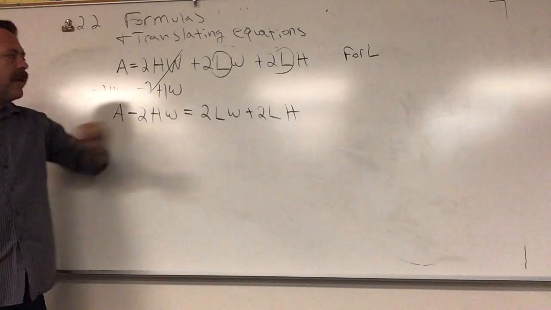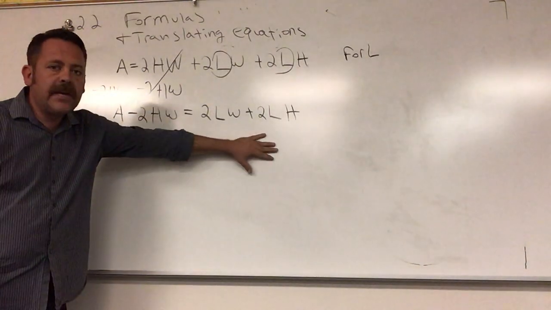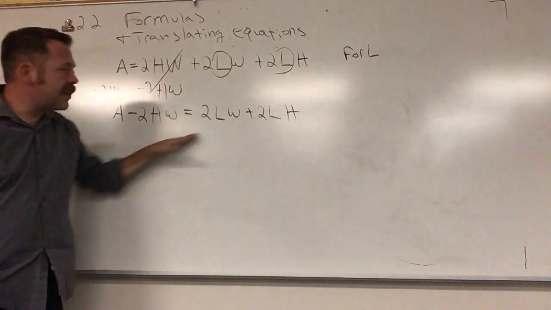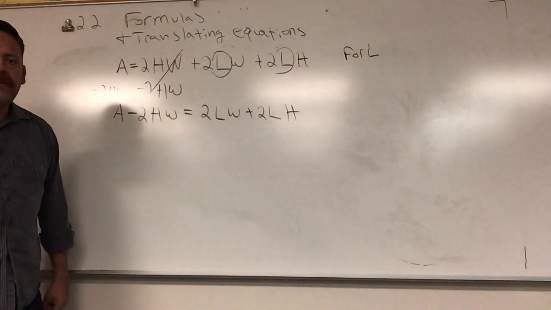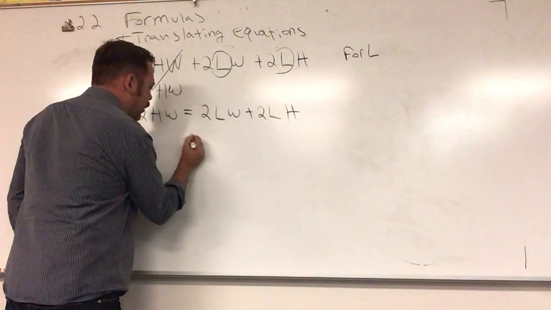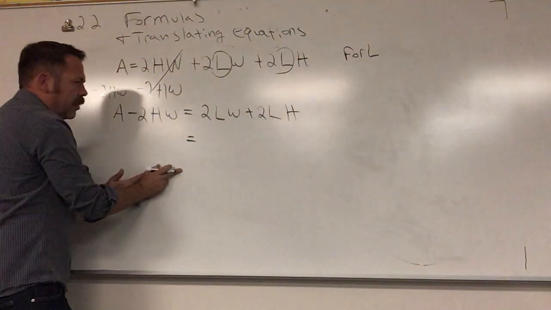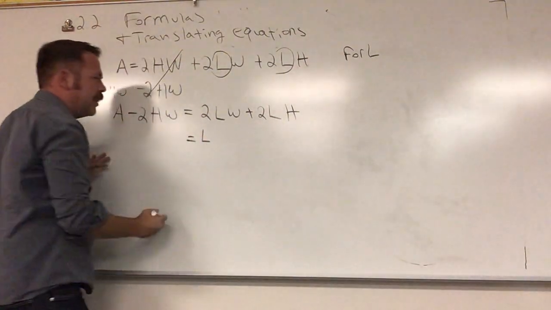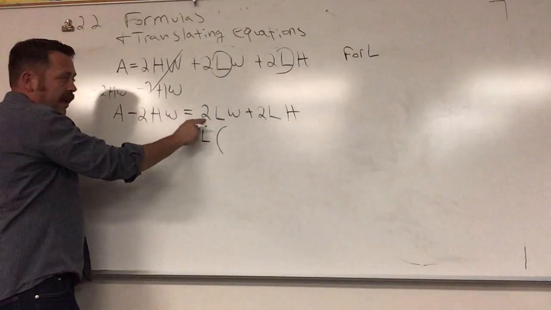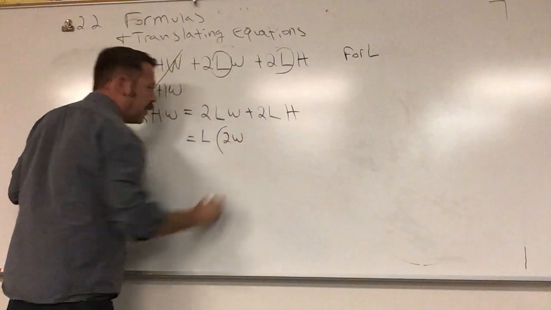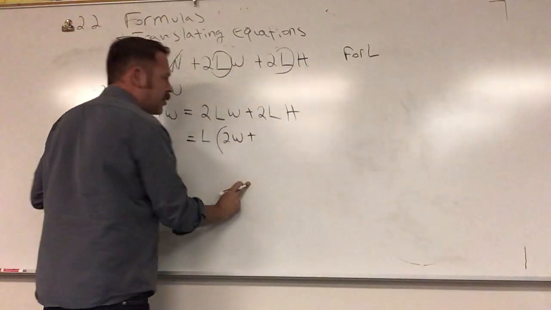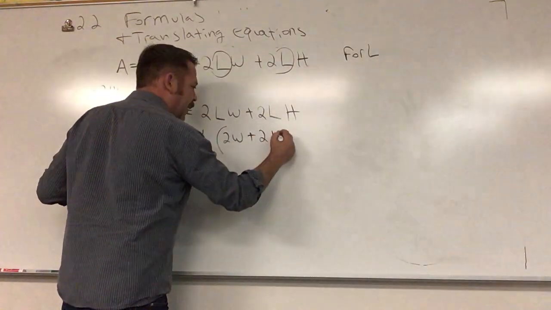So now, remember that L that we want to get by itself exists in 2 of these terms. And the only way you can get it by itself is if you factor it out of these 2 terms. You remember greatest common factor? It's like the opposite of distributing. So I'm going to pull an L out. I've got an L on the outside. And then if I pull an L from here, I'm left with a 2W plus 2H.